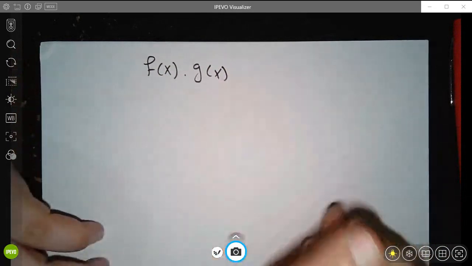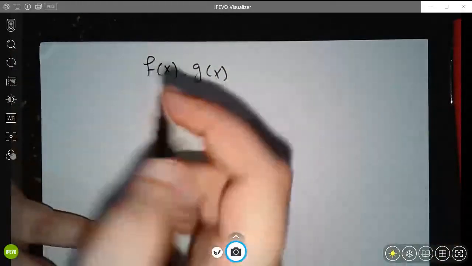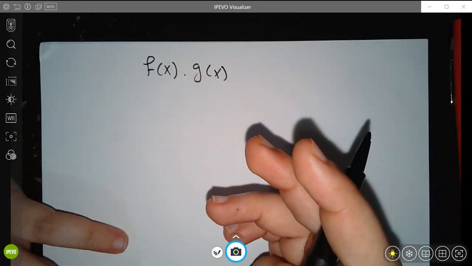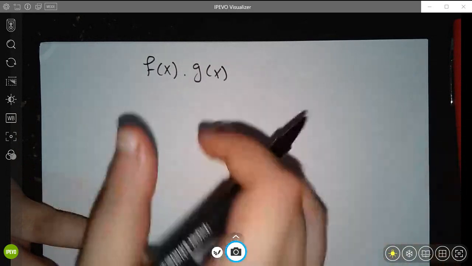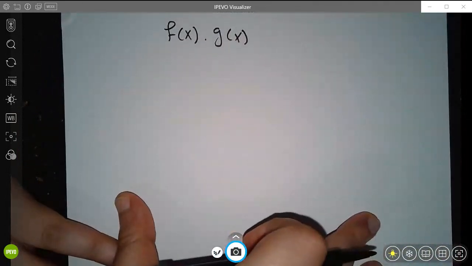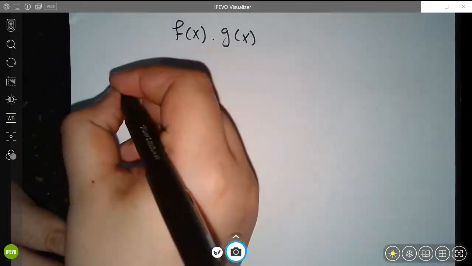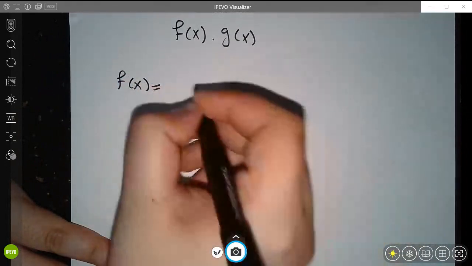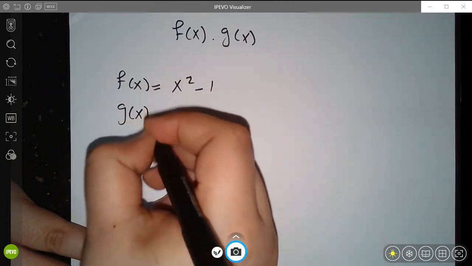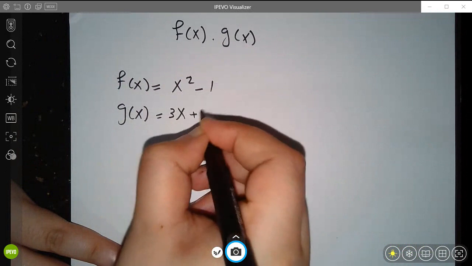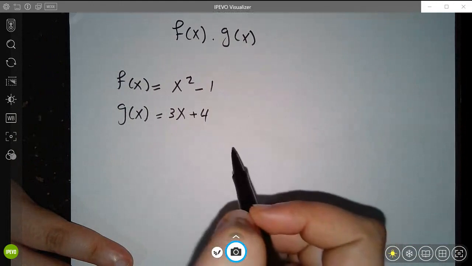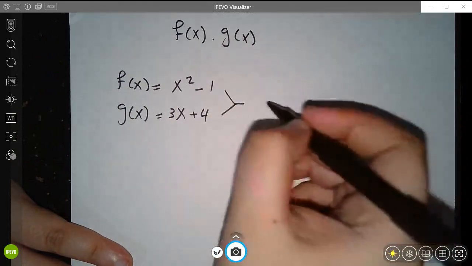So when I ask you to multiply two functions, do you remember what f of x and g of x were? Don't worry about it. Okay. So I'll just make stuff up. It won't be exactly like the question in the quiz, but we'll go with it. Let's say f of x is, I don't know, x squared minus 1, right? And g of x is 3x plus 4, for whatever reason, right? And I want you to multiply these two together. So that would look like this.